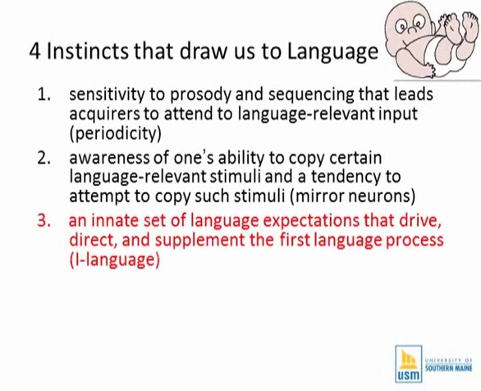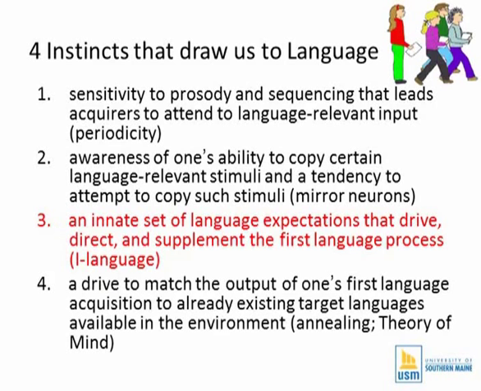The third one, I-language, is an innate set of language expectations that drive, direct, and supplement the first language acquisition process. It's in red for a reason, and I will explain that reason in a second. And the fourth one, the little picture on the top, is peer pressure, a drive to match the output of one's first language acquisition to already existing target languages available in the environment.